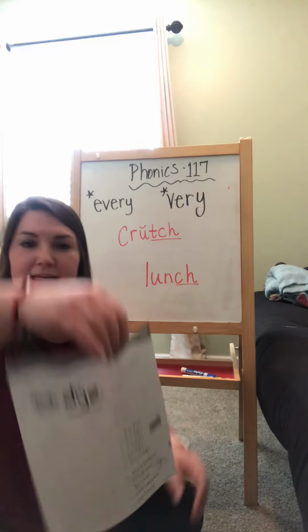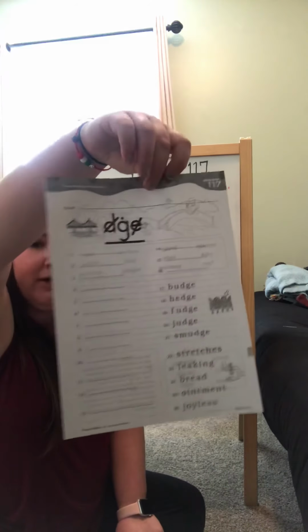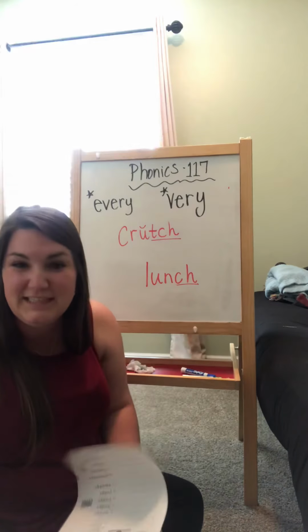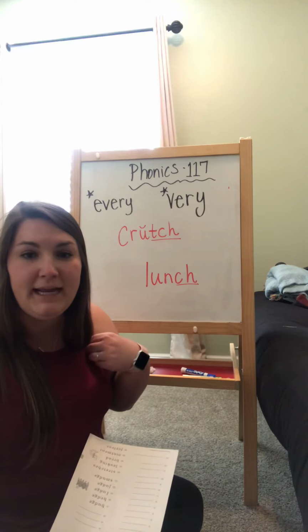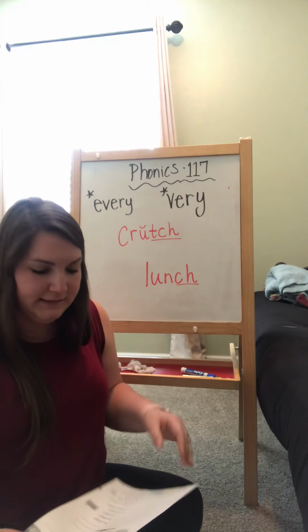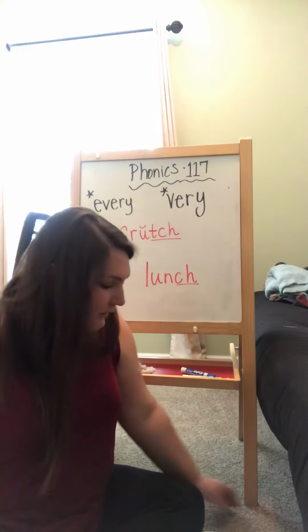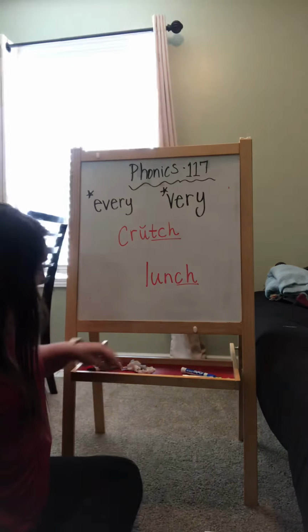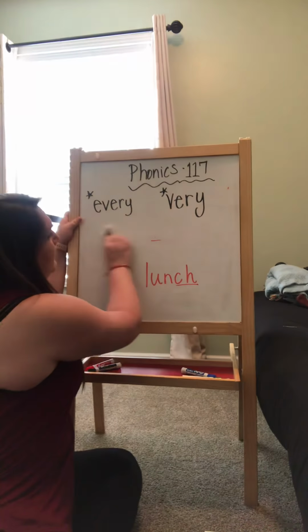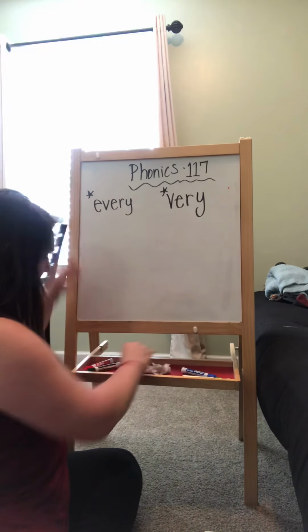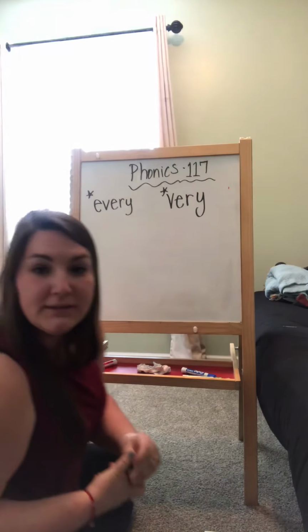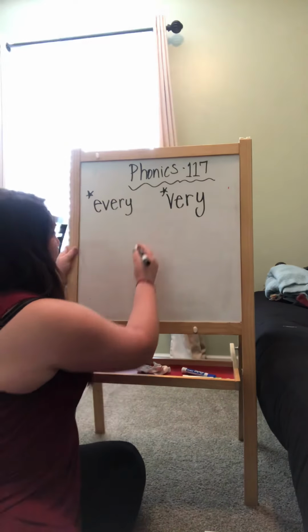That looks like this. And we are actually going to skip numbers 1 through 16 just for time purposes and just so you can get some extra practice with that trigraph. So let's go ahead and do that together today. Let's learn how we're going to code these. So let's do number 17 together. My first word is budge.